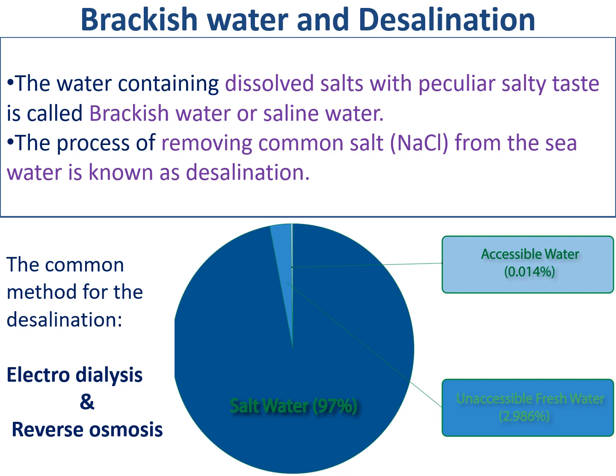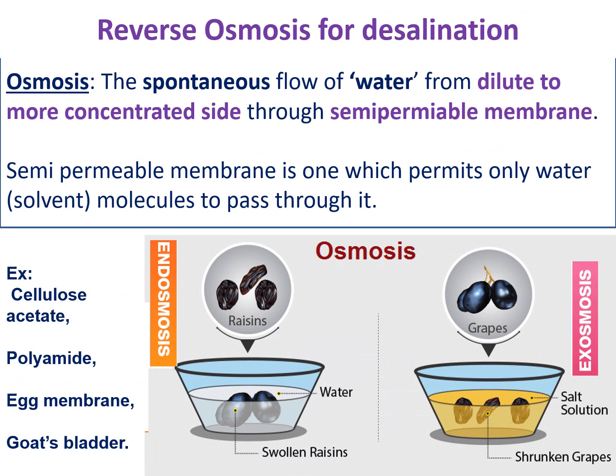Water containing dissolved salts with a peculiarly salty taste is called brackish water or saline water. Simply, sea water is called brackish water. The removal of common salt, NaCl, from sea water is called desalination. Desalination can be done by two processes: electrodialysis and reverse osmosis. Today we are going to discuss the reverse osmosis method for desalination.